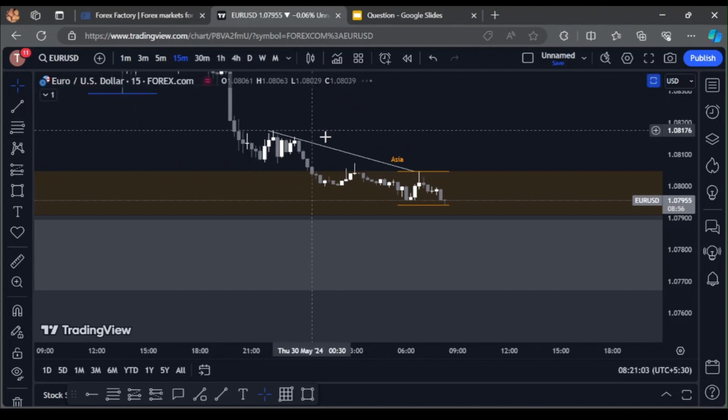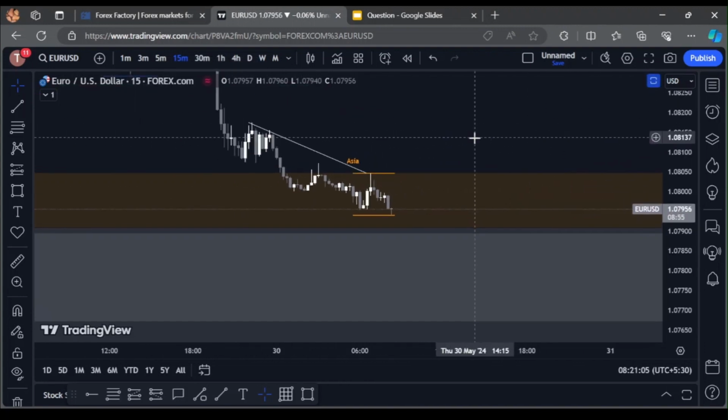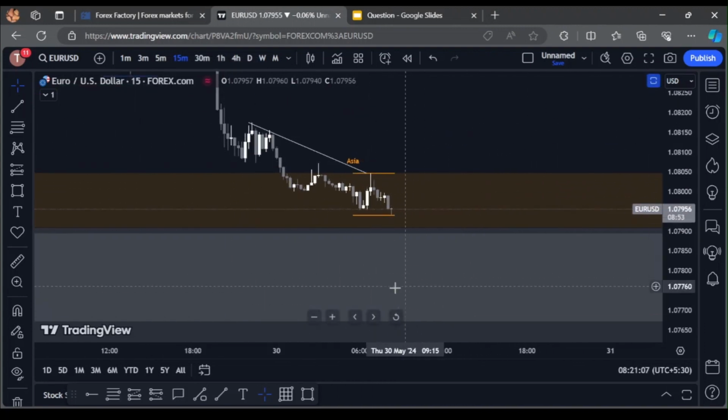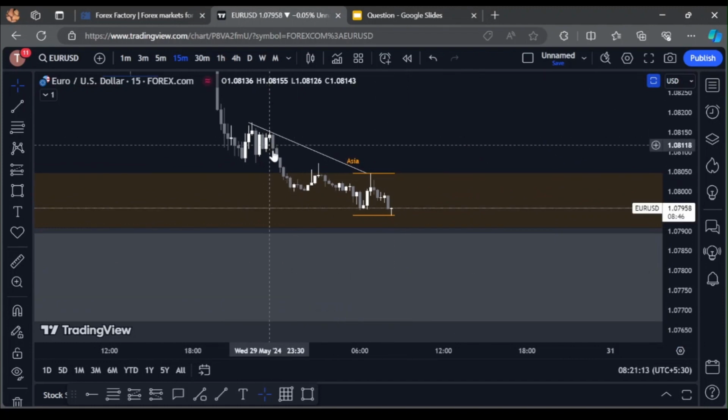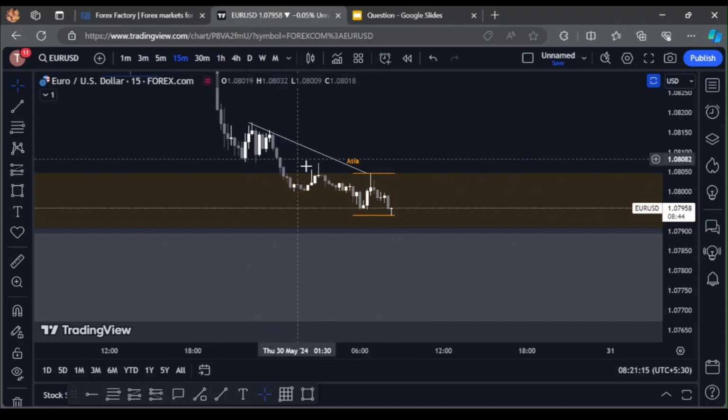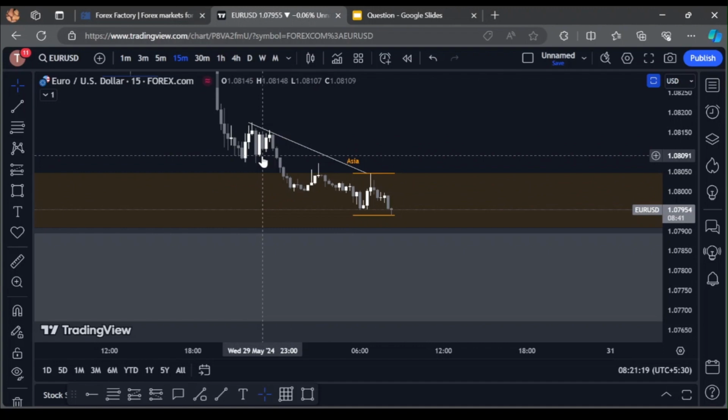So this is the 15-minute chart, and I'm expecting the price to slow down, show a reaction, sweep the Asia low, and then we are going to move into the upside direction, taking these equal highs or the trend line liquidities. So this is pretty much it.